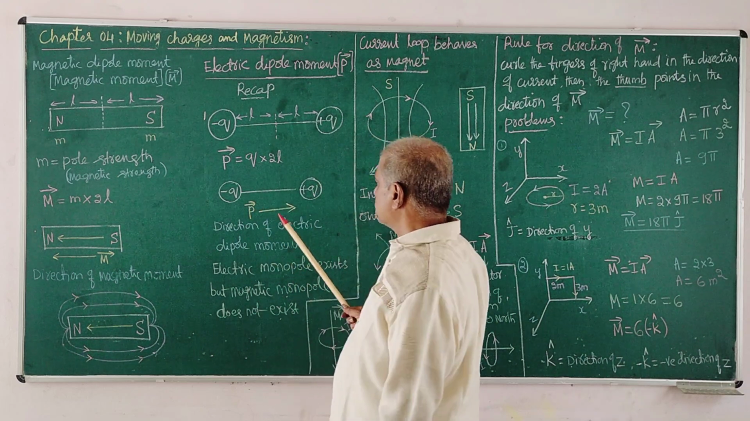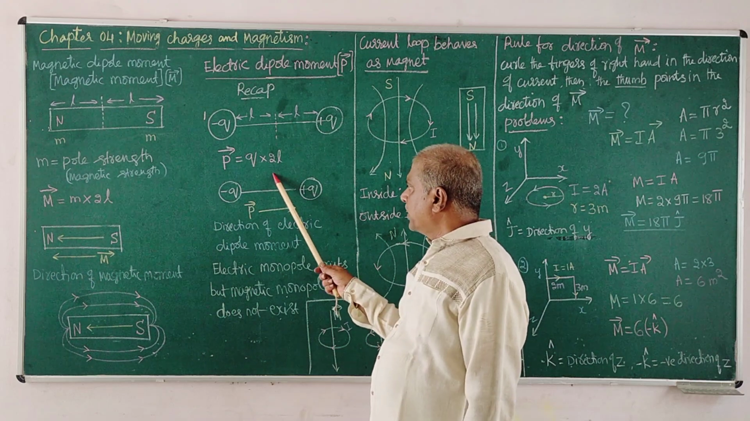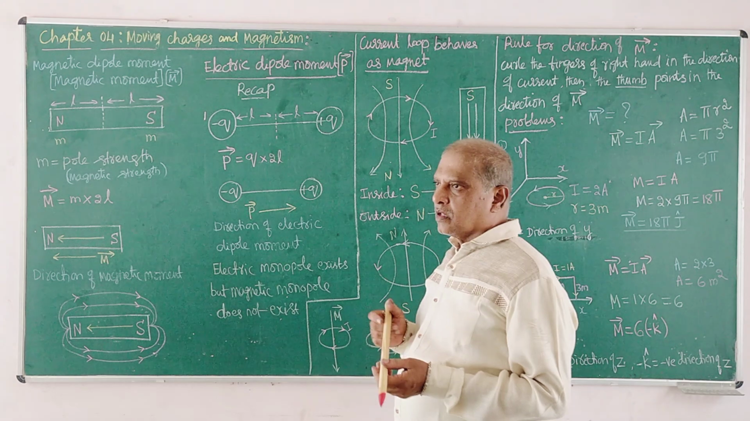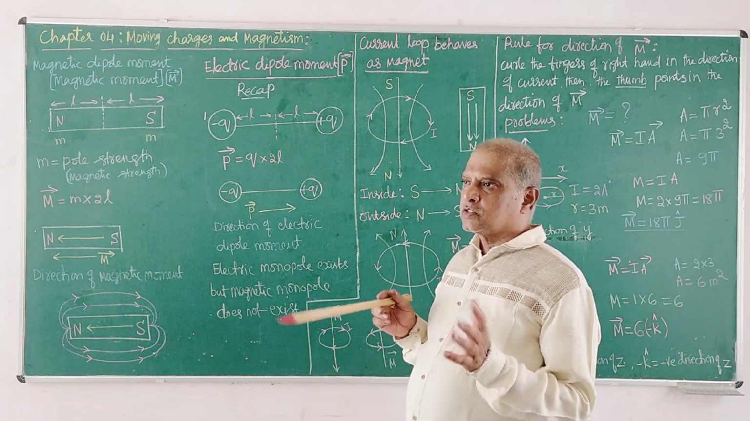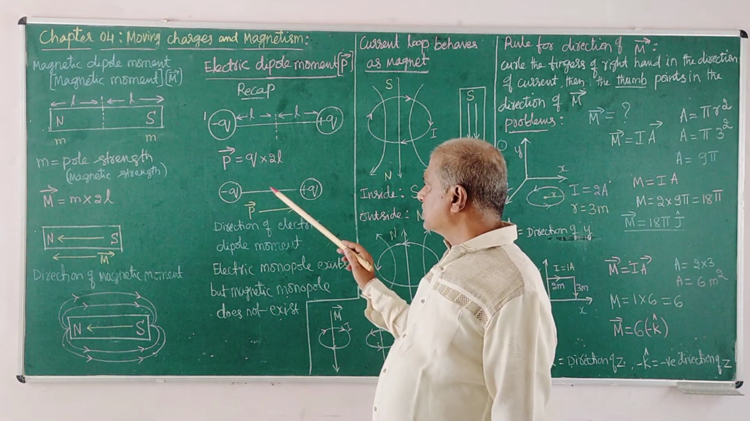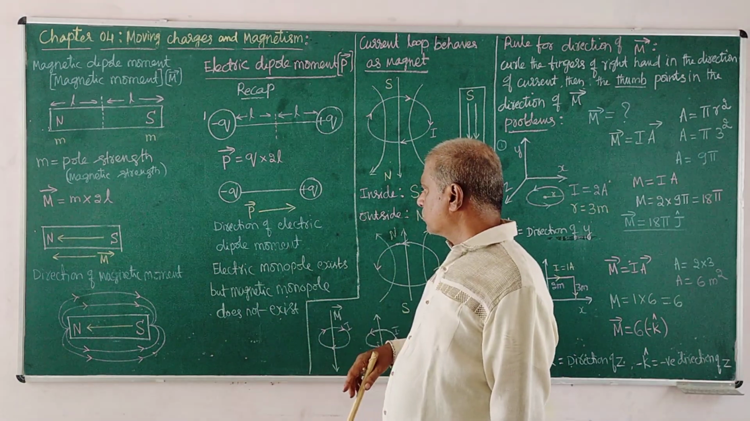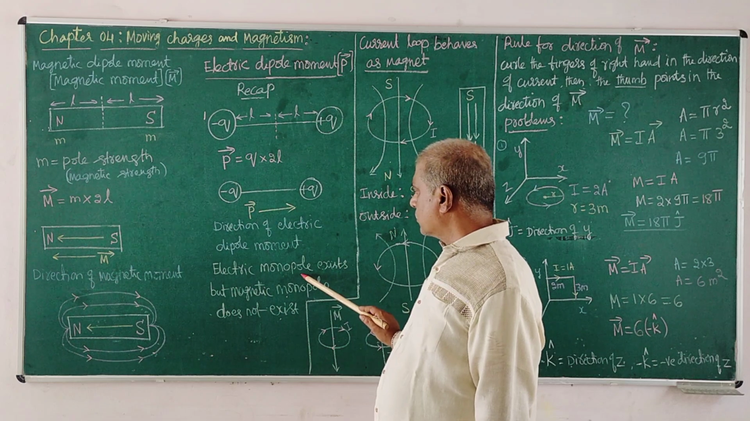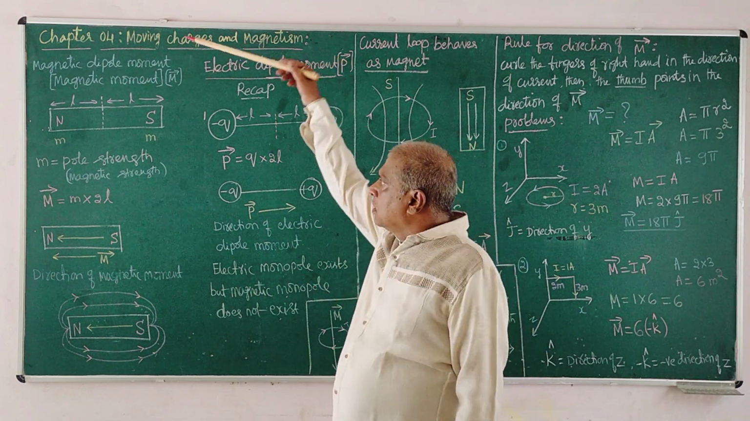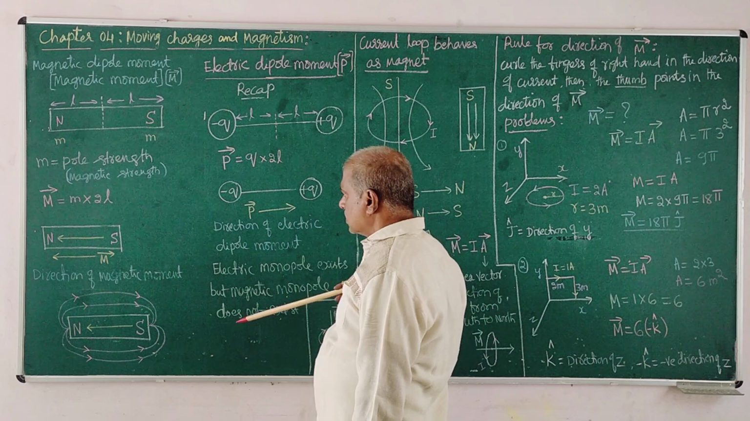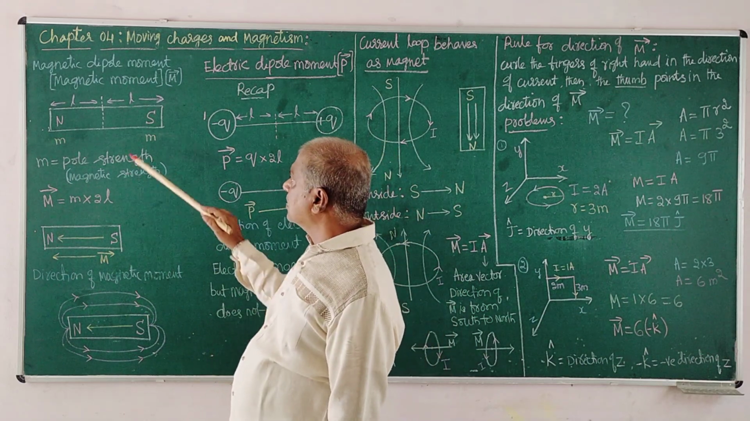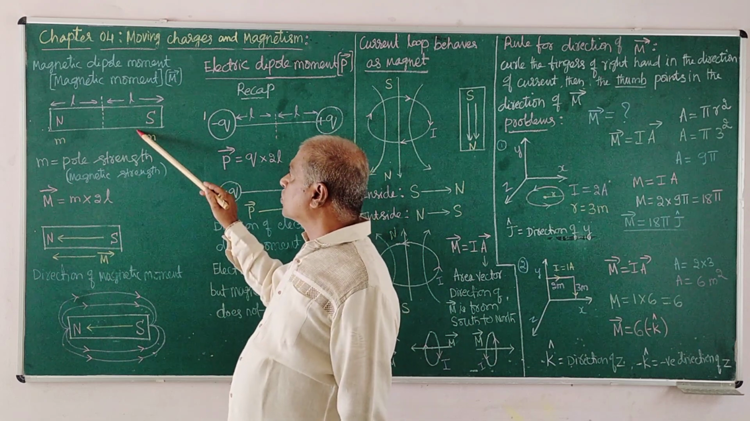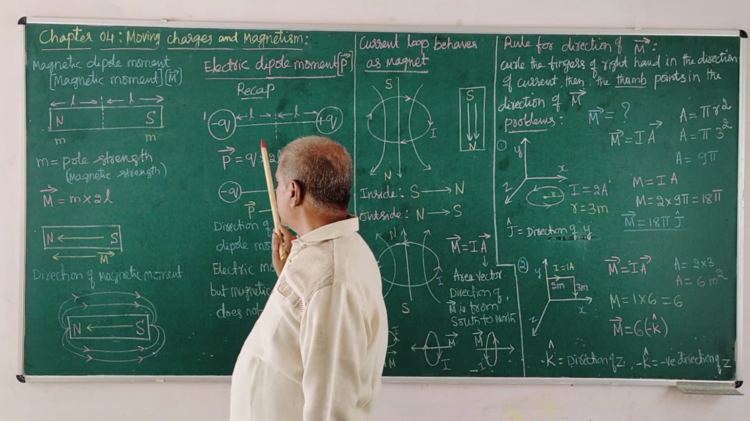As you know, when you break a molecule like HCl, the bond breaks and they are isolated as ions, negative Cl minus and positive H plus ions. So an electric monopole can exist in nature, but a magnetic monopole does not exist. Magnetic poles are always in dipoles.